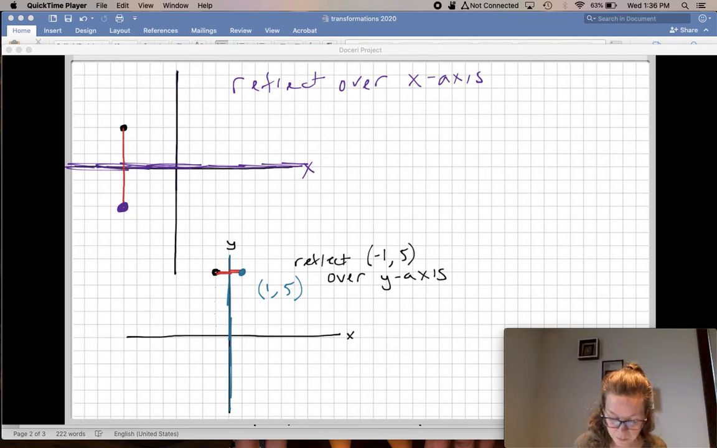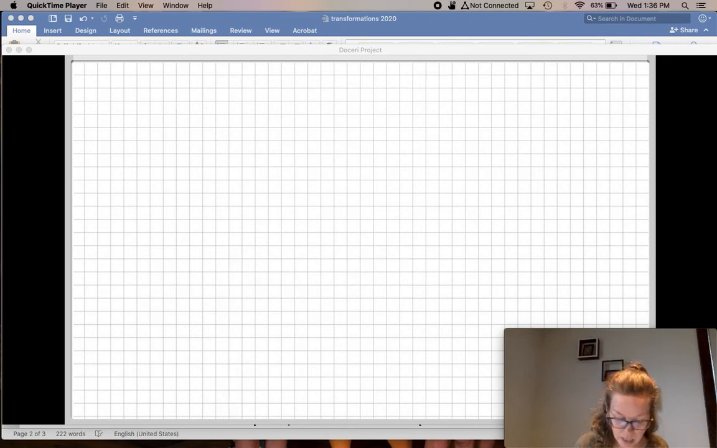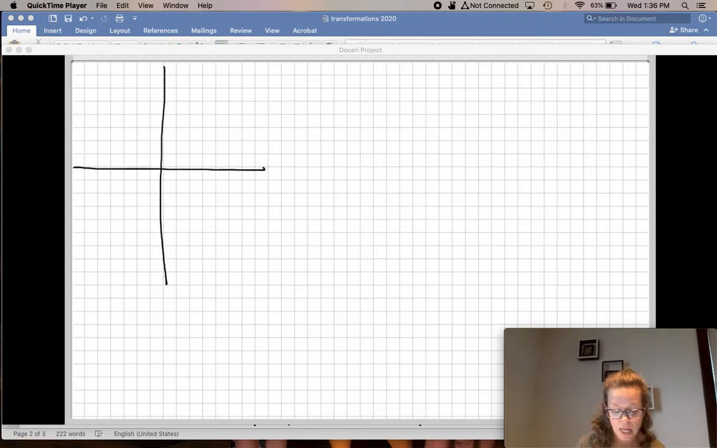We would do the same thing if we were working with a whole shape. So here we just had some points. Let's say that we had a whole figure like a triangle. Ooh, a little curvy on my axis there. Let's say that I have that on there. Okay, there's my figure, and I want to reflect this over, let's say, the x-axis.